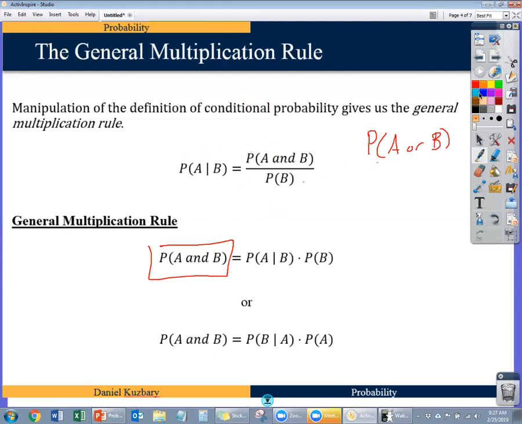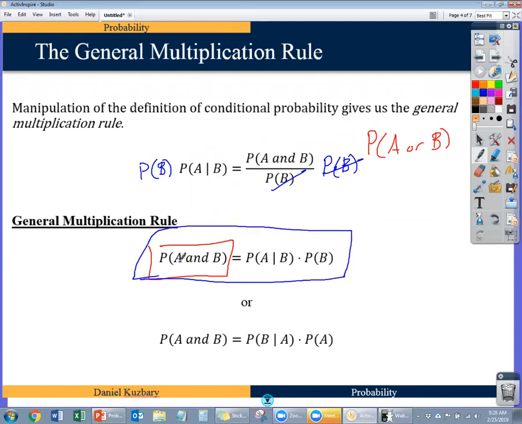If you want to imagine doing a little bit of algebra with me, we've got the probability of A and B here, and we want an equation just to find that. Well, imagine moving this thing over to the left side of the equation by multiplying by the probability of B on both sides. We can do that using algebra, and it cancels out here, and you've got the probability of A and B by itself is equal to the probability of A given B times the probability of B, and that's where this rule comes from. So this is the general multiplication rule.